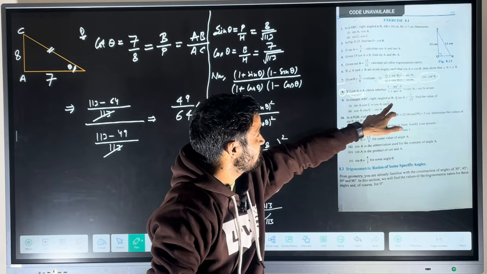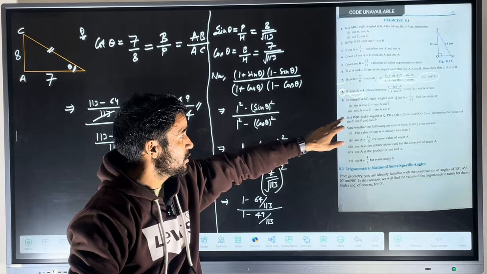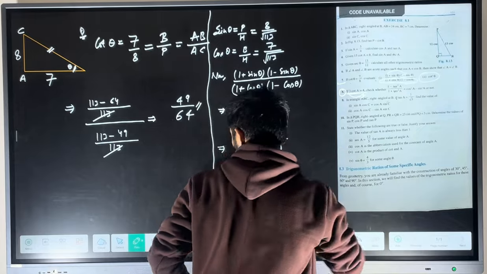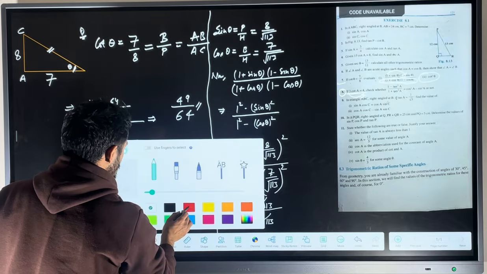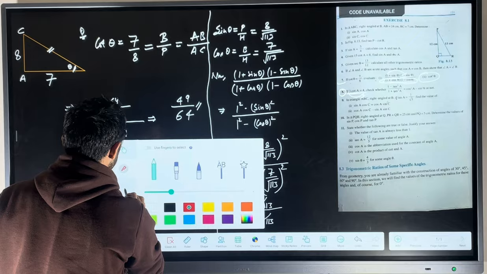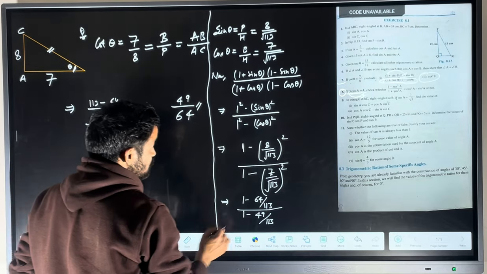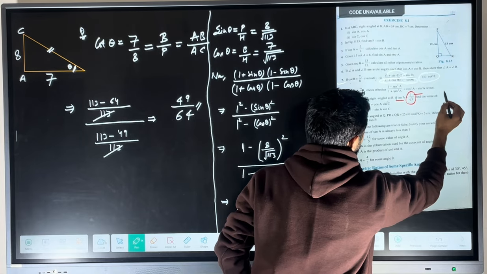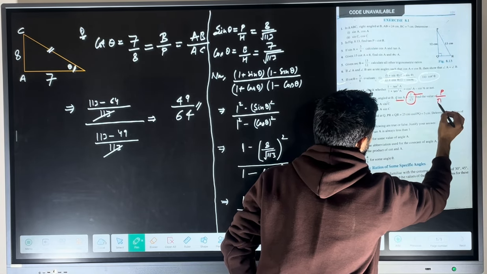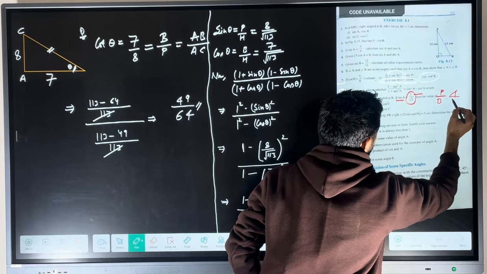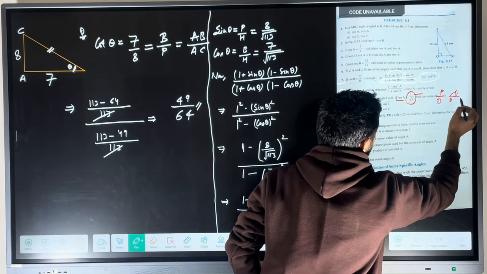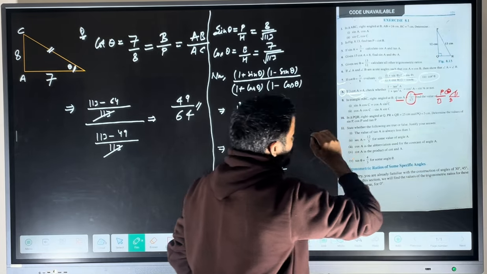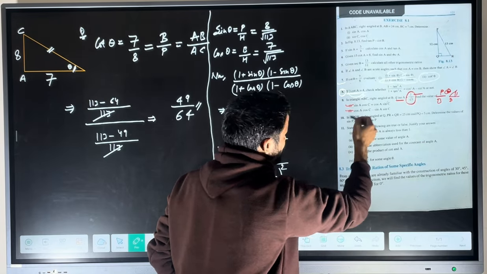Again, in question number 9, we have tan A is equal to 1 upon root 3. Now tan A, what is tan A? Perpendicular upon base. So here tan A is equal to 1 upon root 3. Here 1 is perpendicular and root 3 is base. So you can make a triangle. Base is root 3, perpendicular is 1. So simply you can find that the hypotenuse will be equal to 2. Now you can put the values here and find the expression.